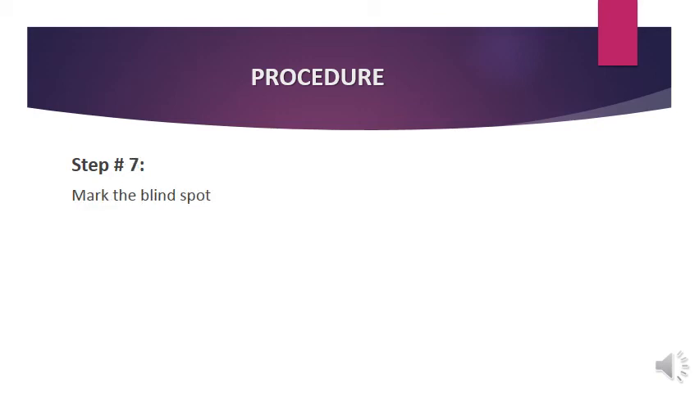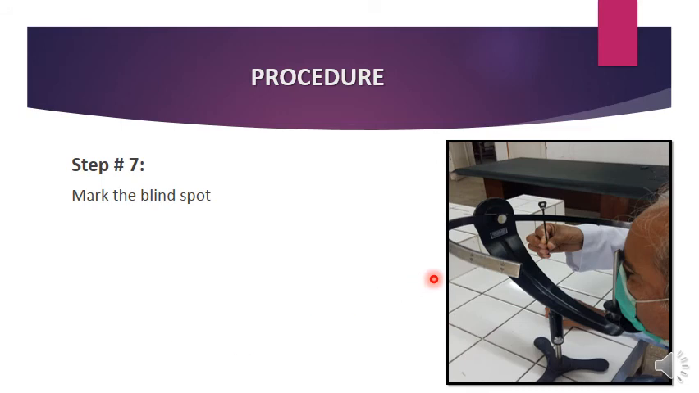Step number 7 is related to marking of the physiological blind spot. We will select a meridian that will be inclined up to 15 degrees towards the inferior temporal quadrant. Now as shown in the picture, you can assess the position of the metallic arc. It is slightly inclined towards the inferior temporal quadrant.